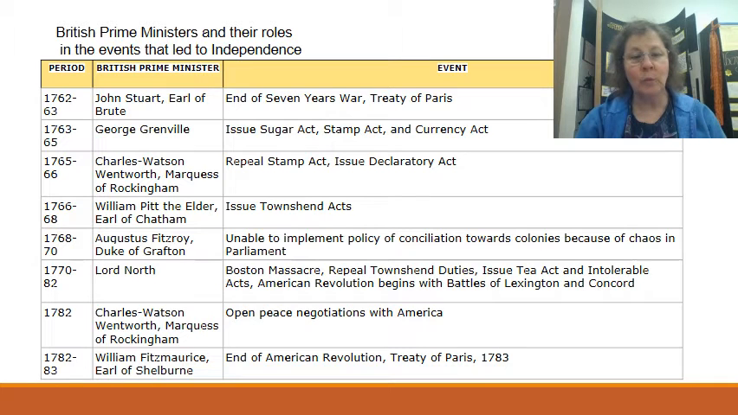Under Charles Watson Wentworth, Marquess of Rockingham, he comes back. See, he was 1765, now he's back in 1782. We have open peace negotiations with America. 1782 to 83, we have William Fitzmaurice, Earl of Shelburne, and he is the one who is in charge when the American Revolution ends, and he is the one who oversees the Treaty of Paris, 1783.